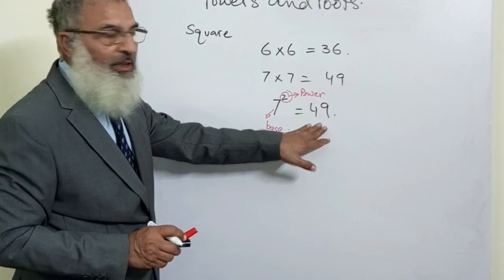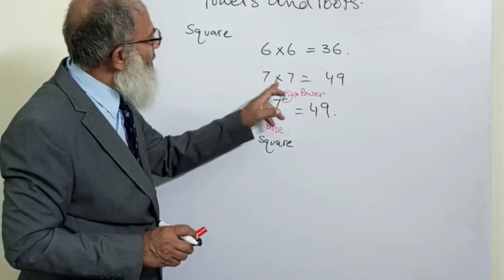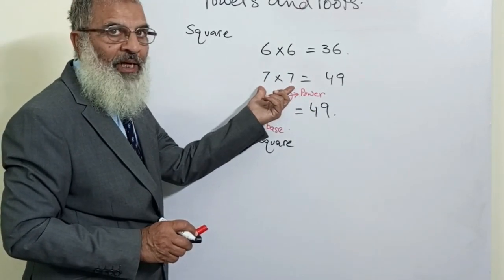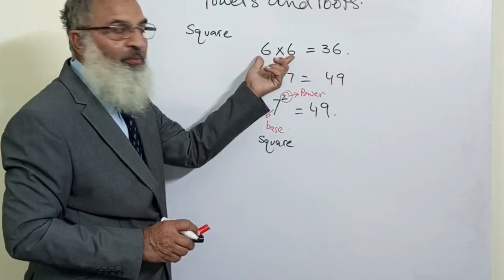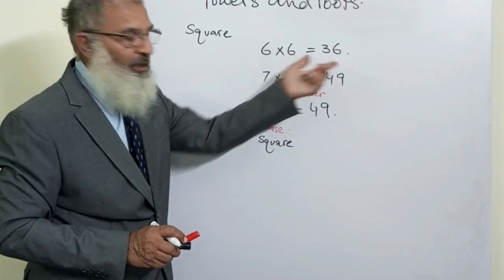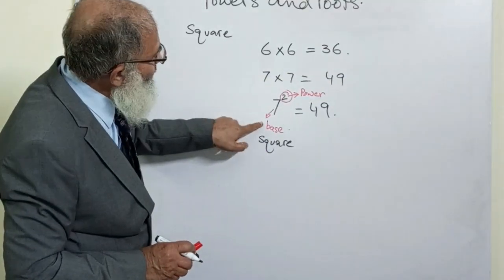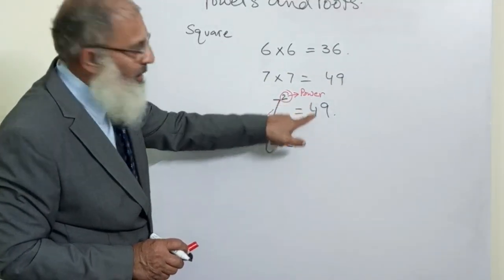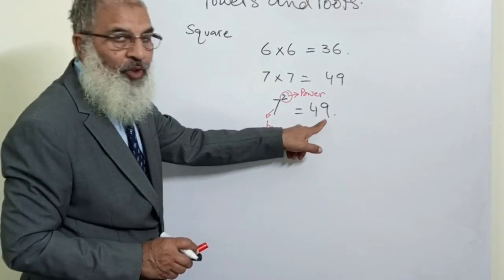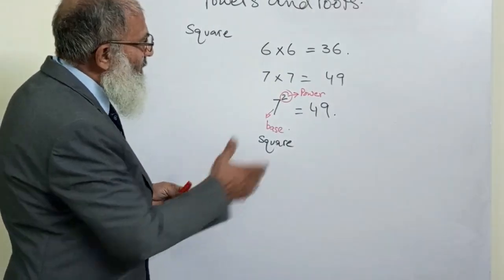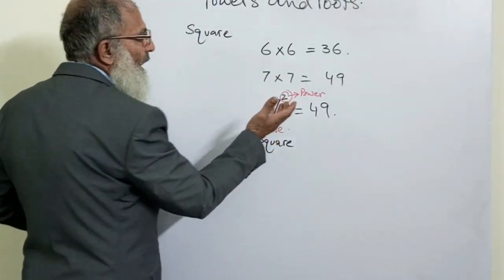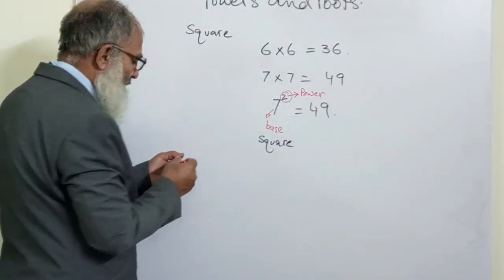Now this number is a square. This is not the square number, but combining the two will get a square number. We have multiplied the two, getting the square number. So this is the base and this is the power. So the number we obtain is 49. And if I reverse the process, I go backwards.